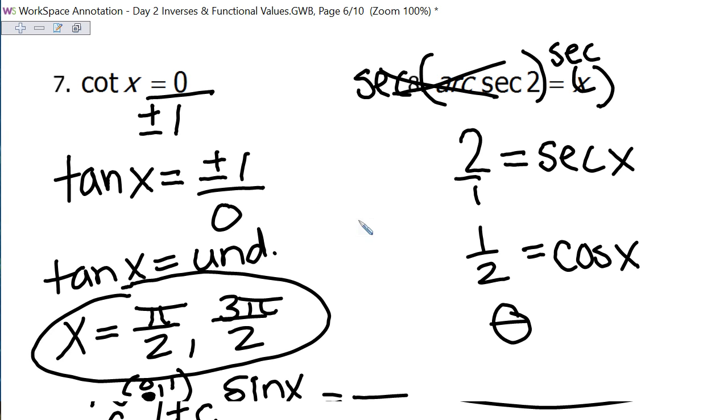So for the reference angle, what angle has a cosine of 1/2? Pi over 3, 60 degrees. And in which quadrant is cosine positive? 1 and 4. So we already have pi over 3. And in quadrant 4, what would that angle have to be? 5 pi over 3.